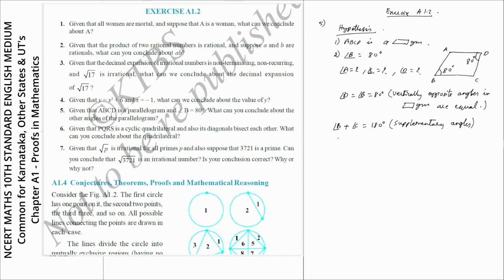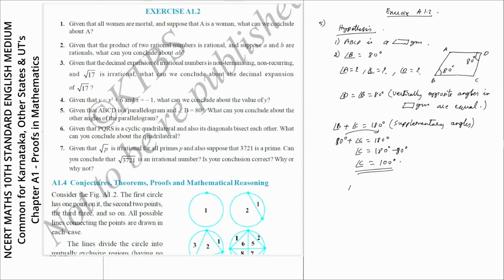Therefore, now angle B is given as 80 degrees. So 80 degrees plus angle C is equal to 180 degrees. Therefore angle C is equal to 180 degrees minus 80 degrees. If I bring this 80 to the right hand side, angle C is equal to 180 degrees minus 80 degrees, which is 100 degrees. So angle C is 100 degrees.